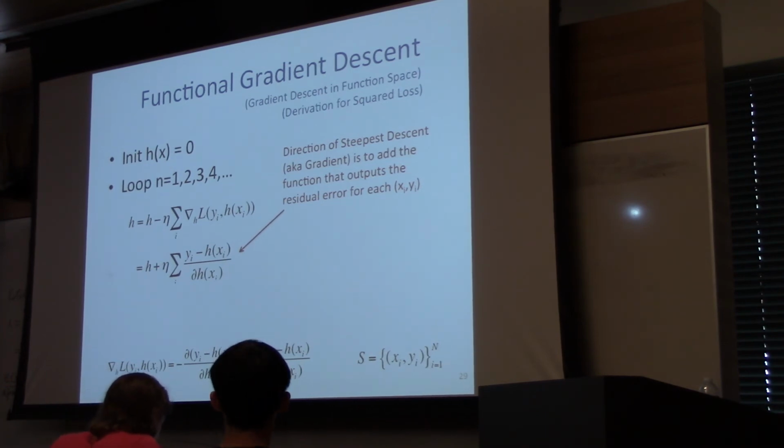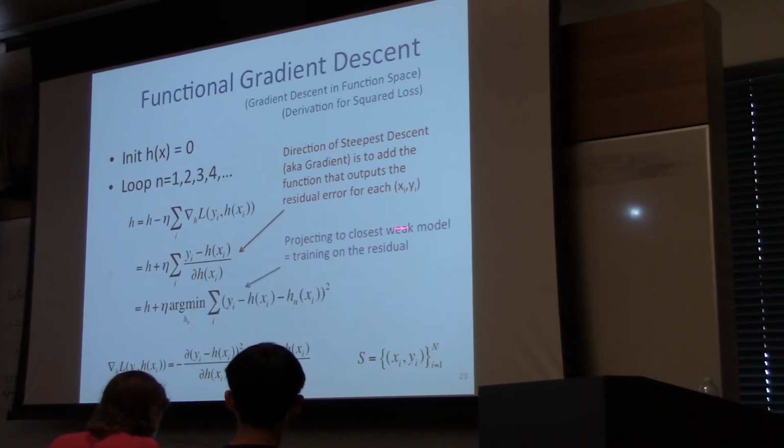Now, because we're making an axis-aligned update, we want to only update along a single dimension, which basically means we want to train a single function, right? And so if we do the geometric projection onto just one of the axes, you can show that this is equivalent to solving this minimization problem, which is essentially finding the h that minimizes the residual.